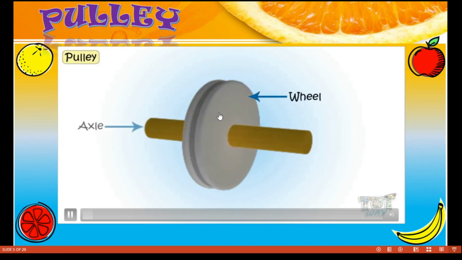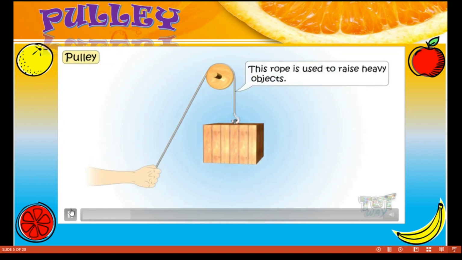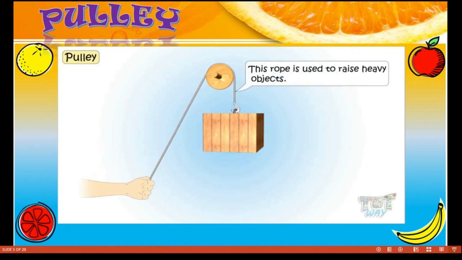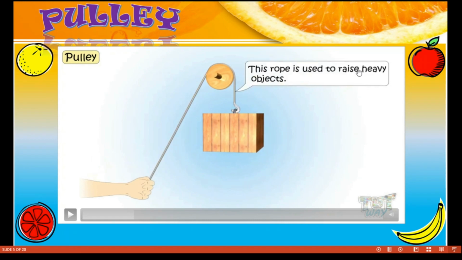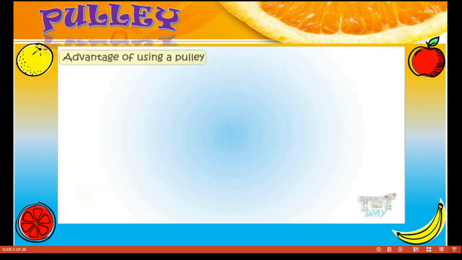Actually the pulley consists of a wheel, and the axle is passing through the wheel, and it has a groove with it, and a rope will be passing through the groove. So why is it grooved? In order to prevent the rope from slipping, the pulley is grooved. This rope is used to raise heavy objects. Okay. So pulleys can be used in many ways to lift loads. Let us see how it is being used to lift the loads.